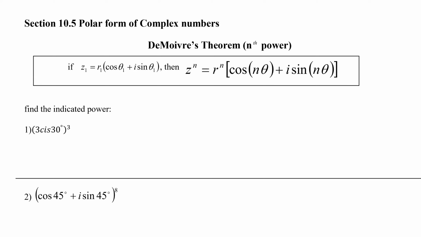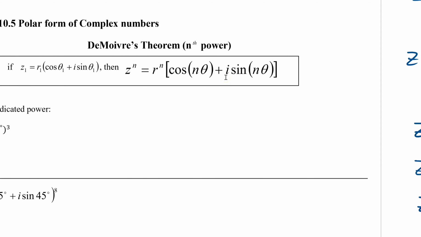All right, so this is DeMoivre's theorem. All it really is is multiplication to the nth power. So we're going to do z times z times z times z times z times z, n times, and we get this. So all it is is the multiplication property that we were using before, just n times. So you can think of it this way.